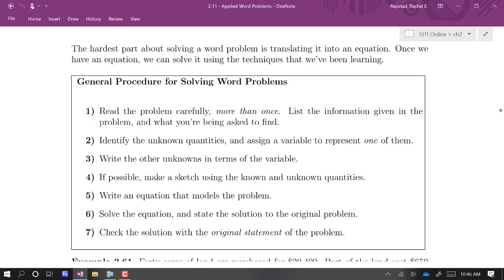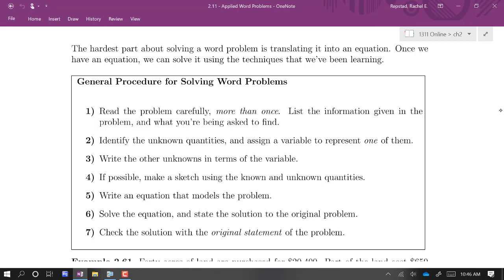So you start out by making sure you read the problem carefully, read it more than once. You want to identify unknown quantities. You want to pick one of the unknown quantities and assign a variable to it. Usually it'll be whatever we're trying to solve for. And then any other unknown quantities, try to write in terms of that variable. Our goal is hopefully to get a linear equation with one variable, because we know how to solve those. And once you've done that, write an equation that models that problem.